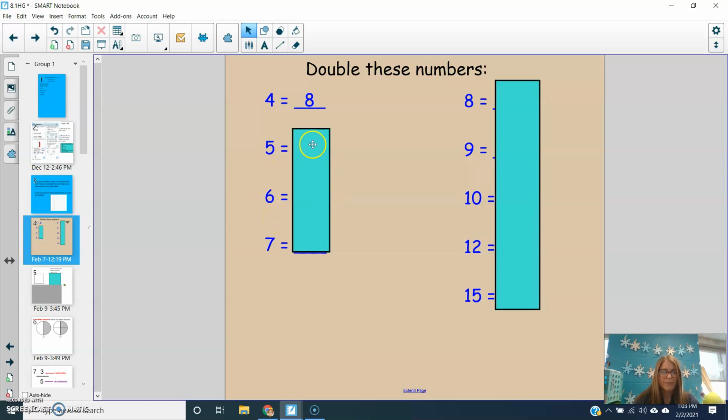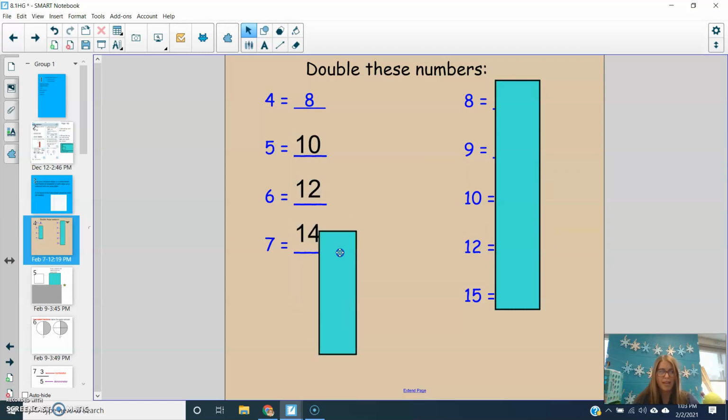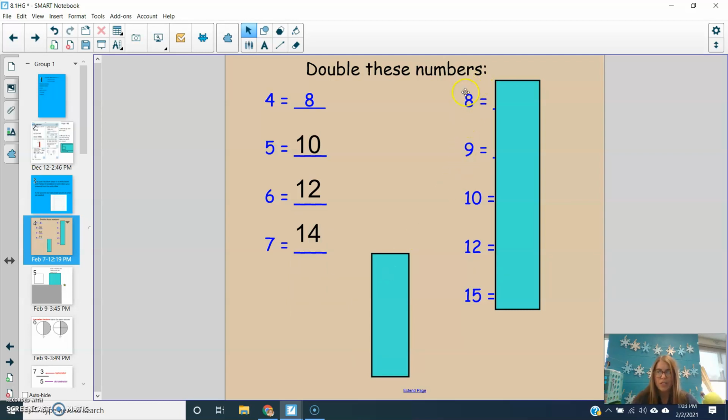Okay, so if I'm going to double 5, my answer would be 10. If I'm going to double 6, my answer would be 12. If I'm going to double 7, my answer would be 14. Let's try a few more. Could you solve the double for 8, 9, 10, 12, and 15? Press pause and play when you're ready to check.